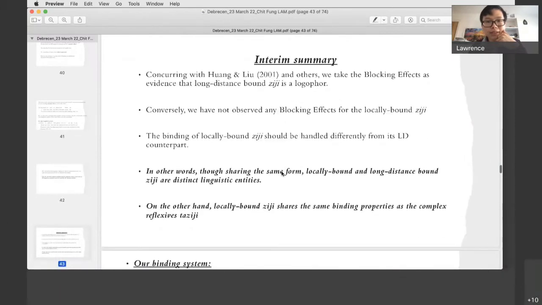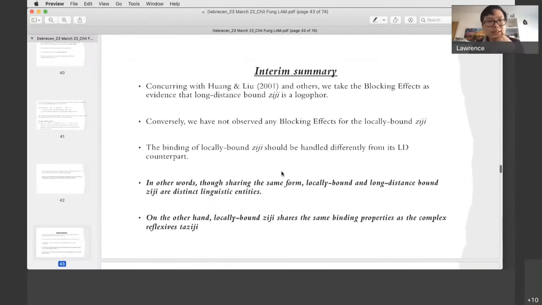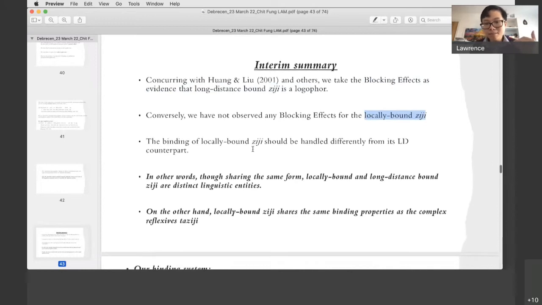So, just an interim summary here. We take evidence of blocking effects as evidence that long-distance bound Ziji is a logophor, and we have not observed any blocking effect for local binding. Therefore we assume that local binding of Ziji is different from long-distance binding. Even though Ziji shares the same form in local and long-distance binding, they are actually different entities.